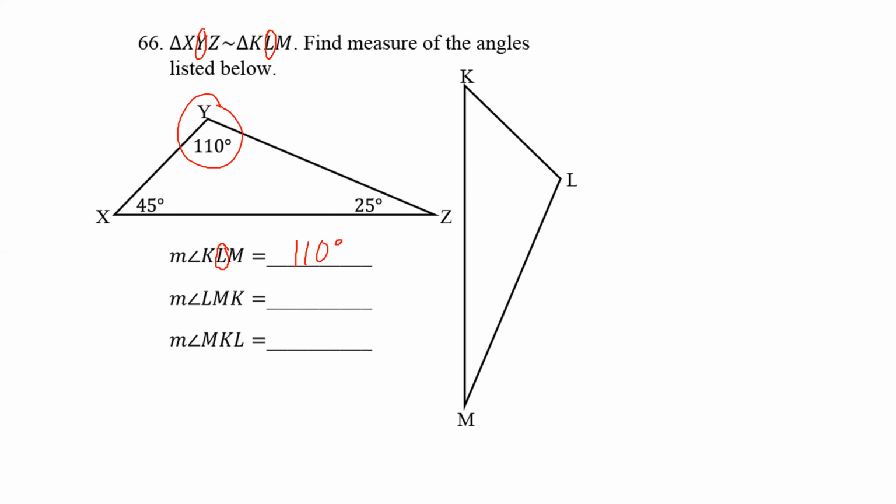Then going on to the next one, we have LMK. So M is our vertex. Right? We're looking at the statement. M matches up with Z. So 25 is going to be our angle measure. And finally, looking at the last one, K is the middle value. So that's our vertex that we're looking at. And K from the statement matches up with X, which is the 45. That's it.